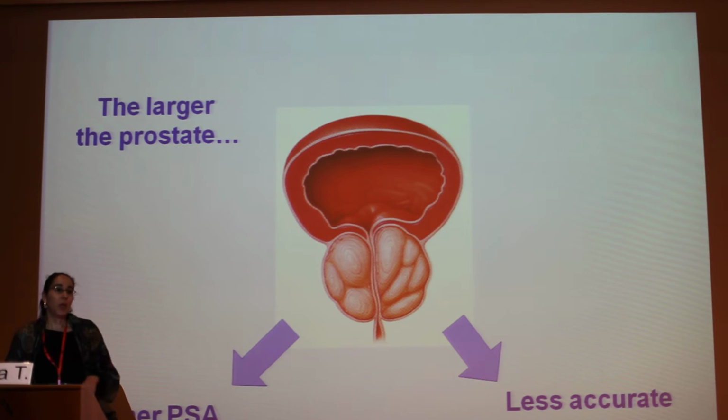And this gets even worse because the larger the prostate gland, the higher the PSA. So the more suspicious the patient is going to be. But on the other hand, the less accurate the biopsy will be, because if you're taking the same 12 samples from a small prostate or from a large prostate, in the larger prostate you're getting a bigger sampling error.